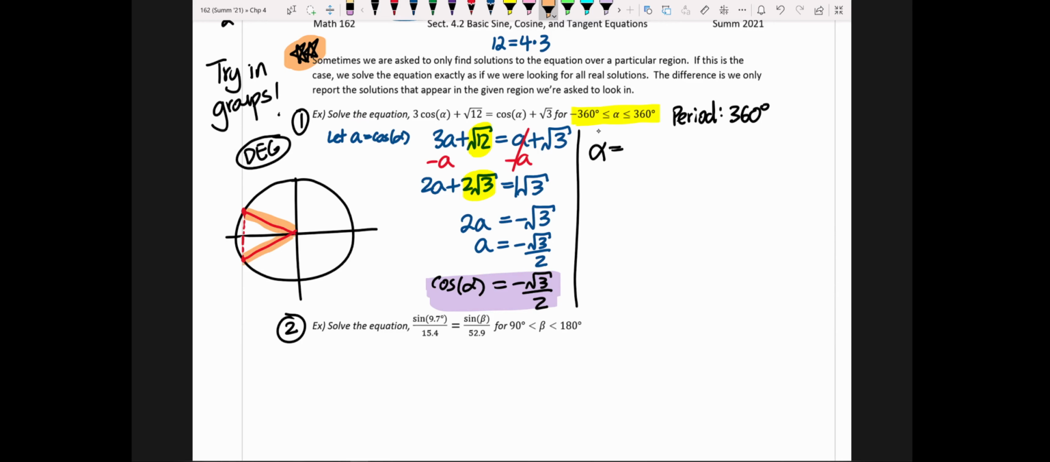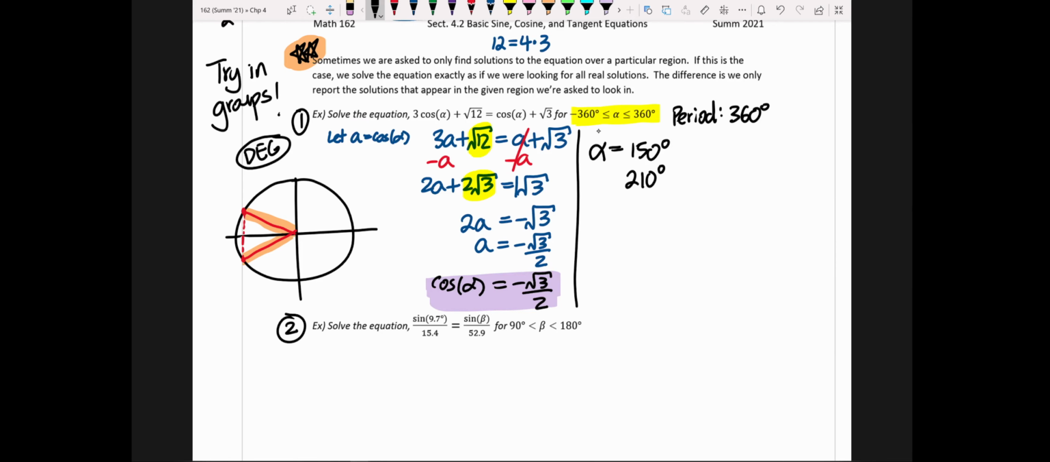150 and 210. That's right. Because cosine is negative in quad 2 and 3. Cosine is long leg at the reference angle 30 degrees. So reference angle 30 degrees, but we're in quad 2 and 3. So that's 150 degrees and 210 degrees. If you had answered 5 pi over 6 and 7 pi over 6, that would be the correct answer in radians, but not in degrees. So it'd be marked wrong.